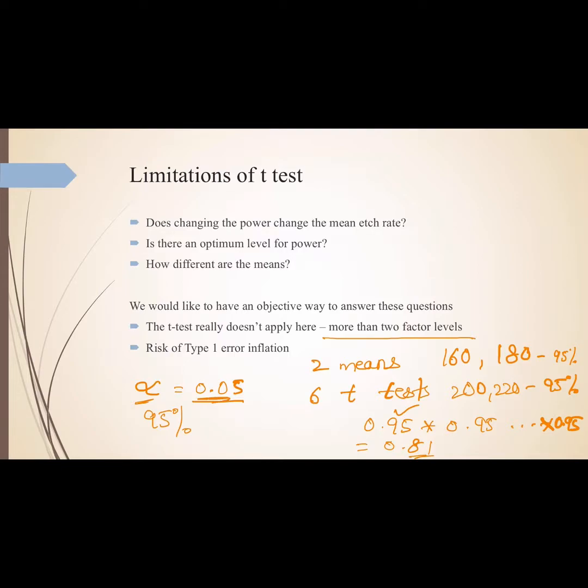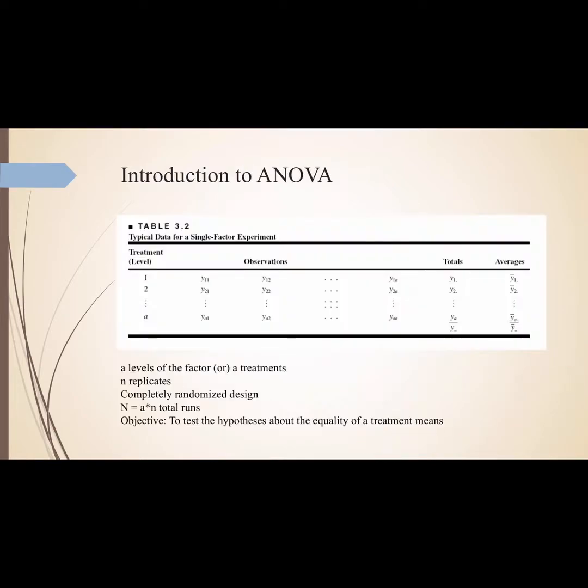So if you do separate t-tests like this, we are just compounding our type 1 error, and that is another big reason not to use t-tests when we have more than two means. So that's where the ANOVA, or the analysis of variance, comes into the picture here.